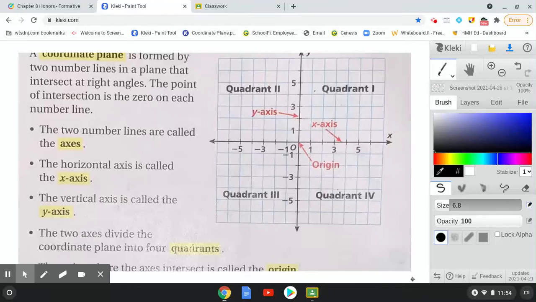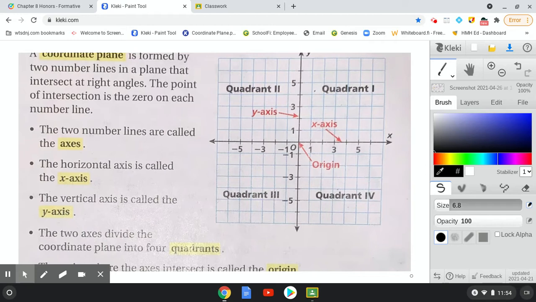A quick review on the coordinate plane. What we're going to do is identify parts of the coordinate plane. We are going to talk about how to plot points or coordinates on the coordinate plane.